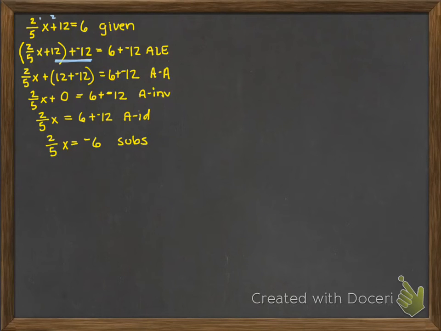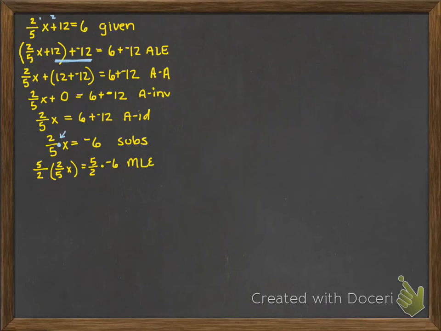And then that's going to allow me to just have the only kind of operation that's left with x is that multiplying. So I want to get rid of that multiplying. To do that, I'm going to use MLE. And I'm going to multiply by the inverse of the coefficient. And that's the multiplication law of equality.